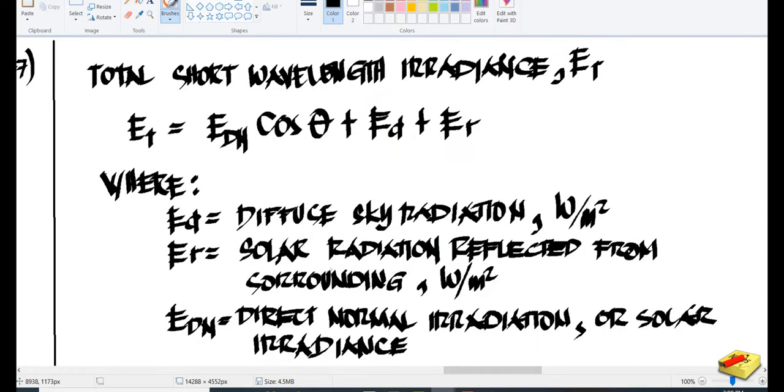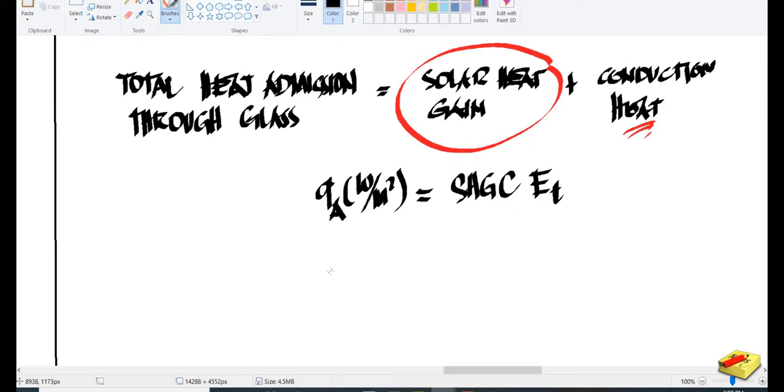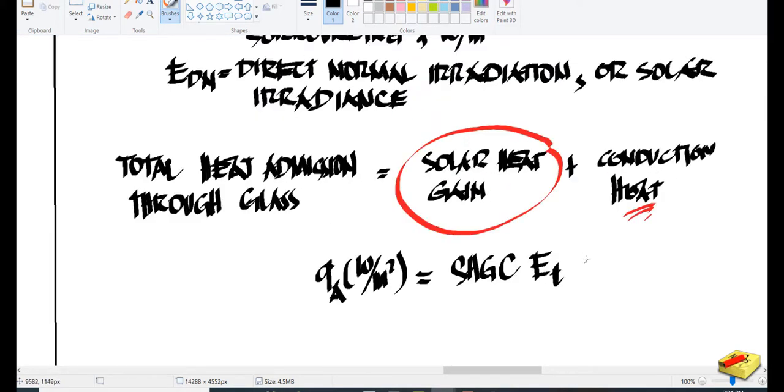So yun doon sa taas, the total shortwave irradiance. Then usually for conduction, that will be plus U, times the change in temperature, T outside minus T inside. Since we'll be focusing only on what we have, ito we can compute directly na rin. So we can remove that part already, but it will be included in a separate calculation sheet. We'll be focusing on the solar heat gain, this one purely.